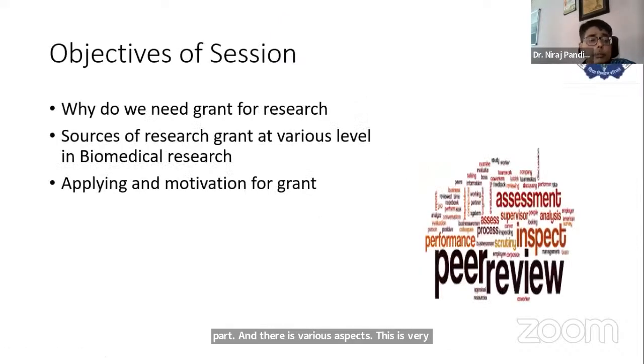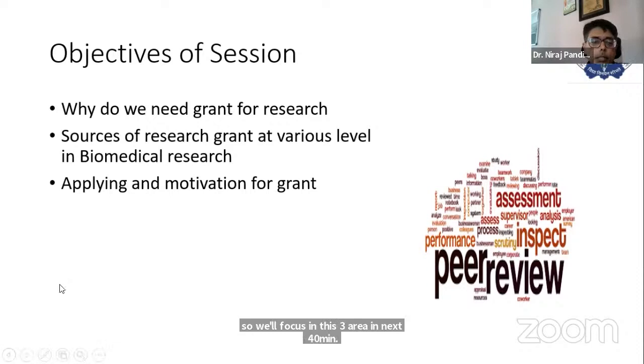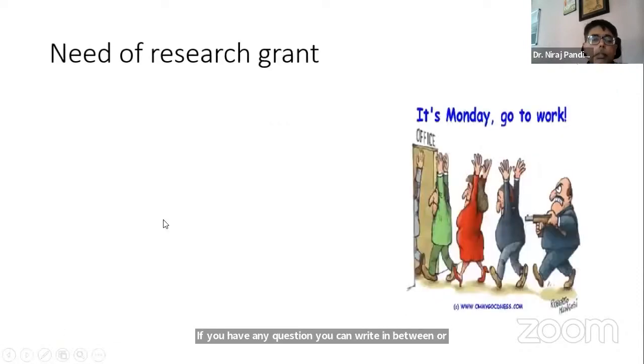So, objective of the session: why do we need a grant for research? That is the first thing we discuss. Then sources of research grant at various levels in biomedical research; we will focus on medical science research, as well as some other areas. Then the last part is very important, applying and motivation. What is my motivation behind applying for the grant? So we'll focus on these 3 areas in the next 40 minutes. If you have any question, you can write in between, or even ask an important question in between.